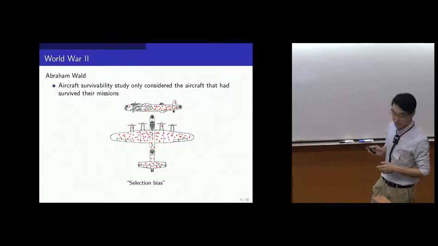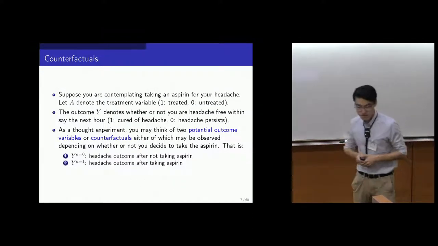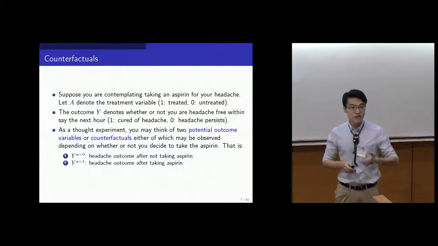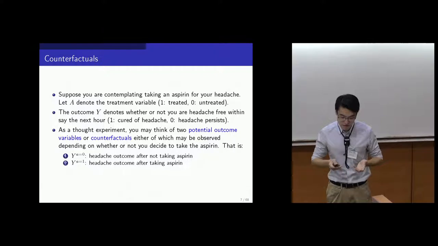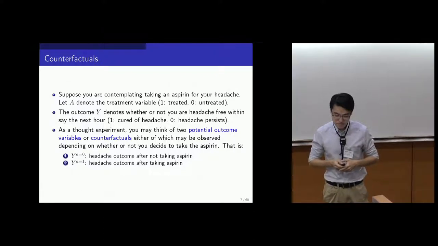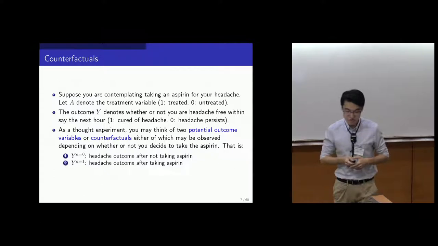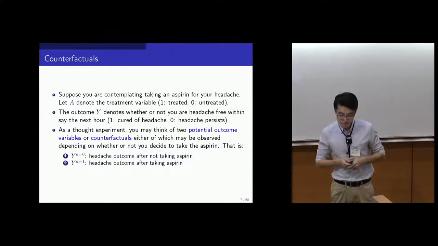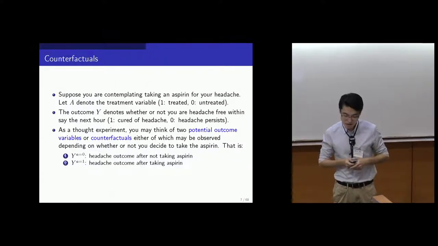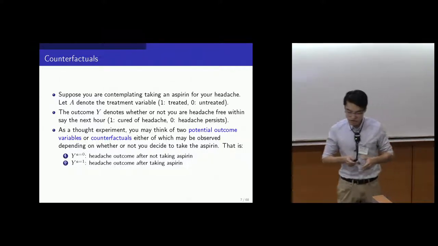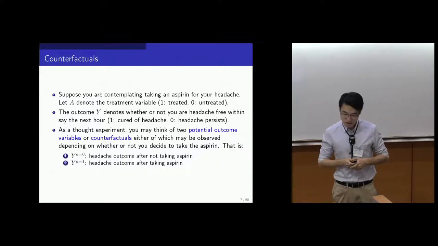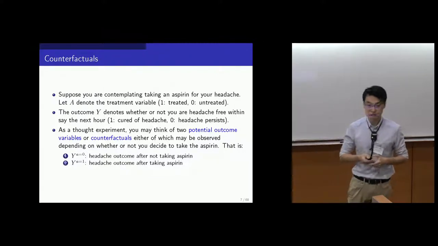So I will start with some basic definitions first. So suppose you are contemplating taking an aspirin for your headache. All right, so we assume a simple binary treatment variable, right? One is if you take it, and zero if you don't. Okay. And then we have also a dichotomous outcome, which denotes whether you are headache-free within the next hour. One is cured of headache, and zero if your headache persists.